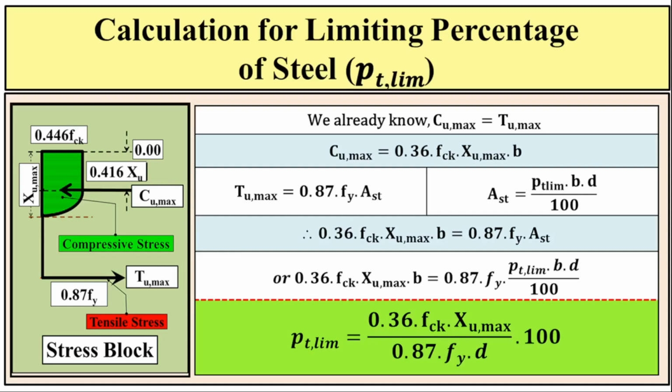We can equate Tu max equals 0.36 FCK x U max into B. Substituting AST as PT lim into B into D by 100 and Tu max, we get 0.36 FCK x U max B equals 0.87 Fy into PT lim into B into D by 100. Therefore, PT lim equals 0.36 FCK x U max into 100 by 0.87 Fy into D.